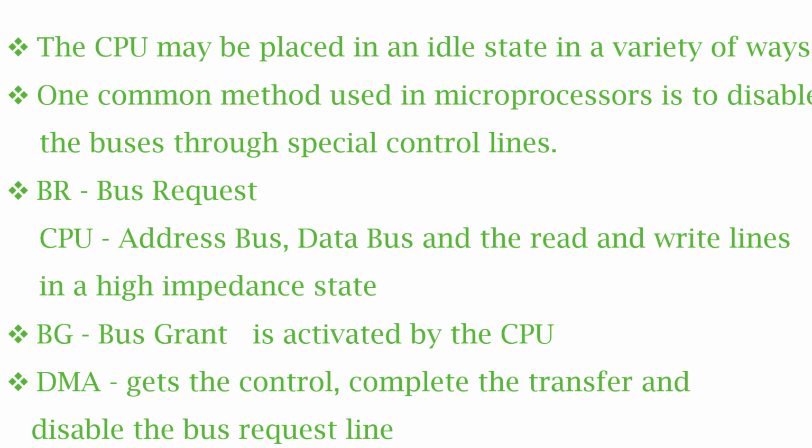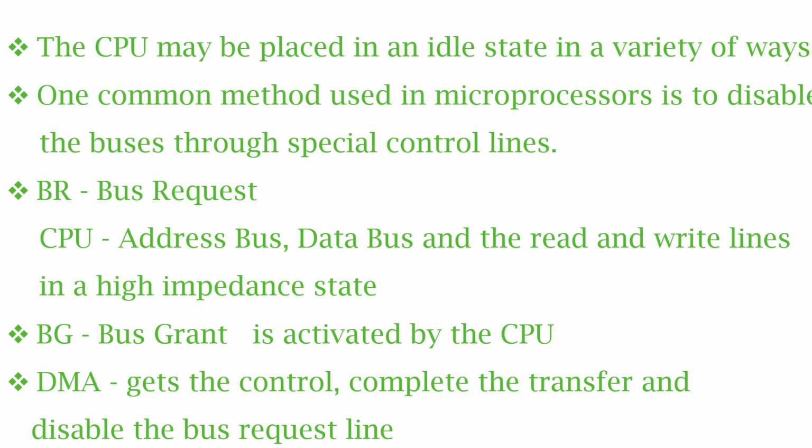In order for the DMA controller to transfer the data directly to memory, the CPU may be placed in an idle state in a variety of ways. One common method used in microprocessors is to disable the buses through special control lines. So, the DMA makes a request to the memory bus by enabling the bus request line.